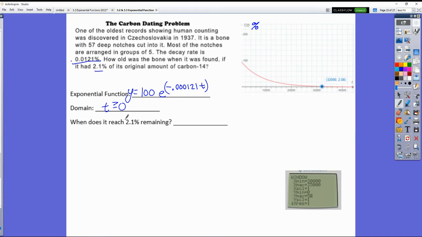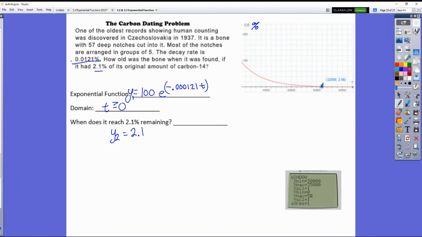And when will it reach 2.1%? So we're going to do this in the calculator again. In y1, put your exponential function. In y2, put 2.1. It is a percent, but my output is in percent, so don't move the decimal. And we're going to graph that. So when you graph this one, the time ends up being huge. And the only reason you can tell kind of what it's going to be is because of this graph right here. So if you didn't have this graph, you'd have to experiment with your calculator.